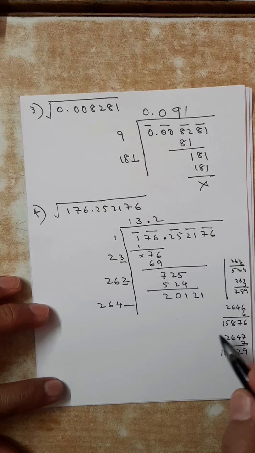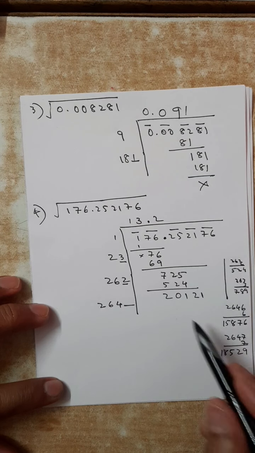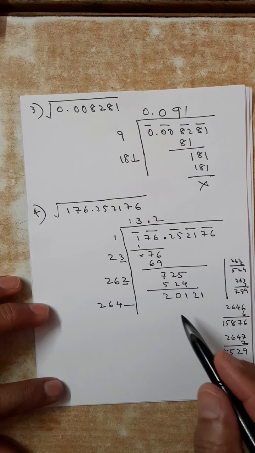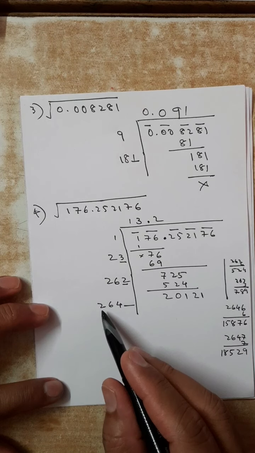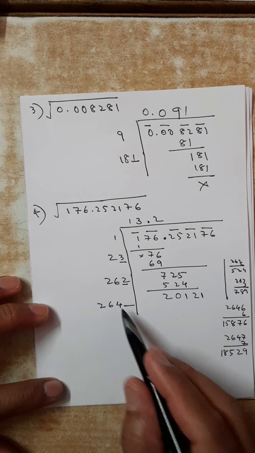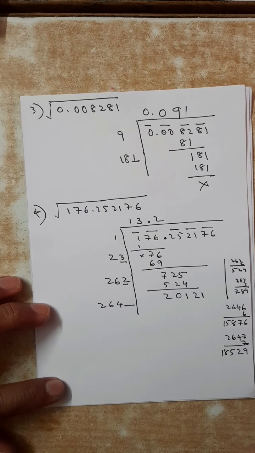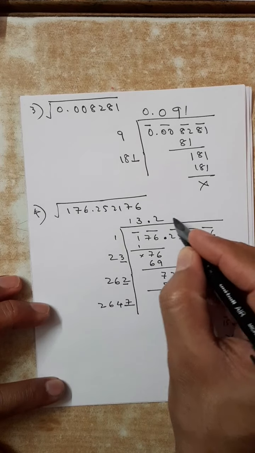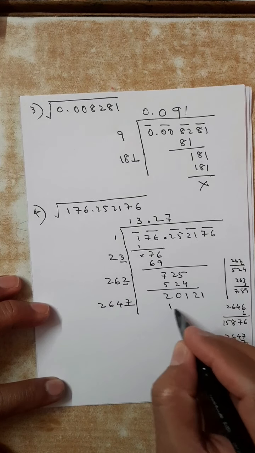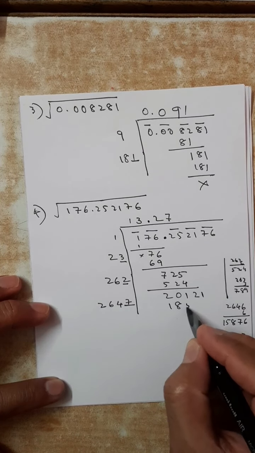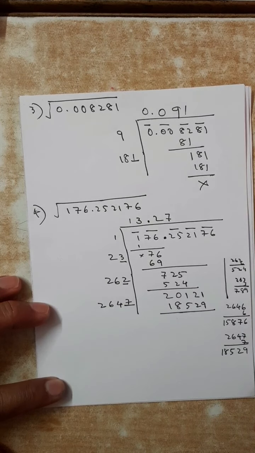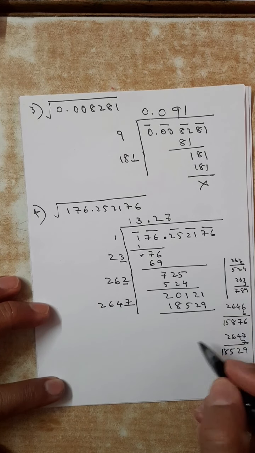Anyway we are sure 8 will not go because 2 8s are 16, and this one is a big number. Not only 2 here, 264 is also there, so 8 will not go, but still you are supposed to check it. Okay, so I will write 7 here. 7 means 18529. Again one more group is there to come, so we have to continue.